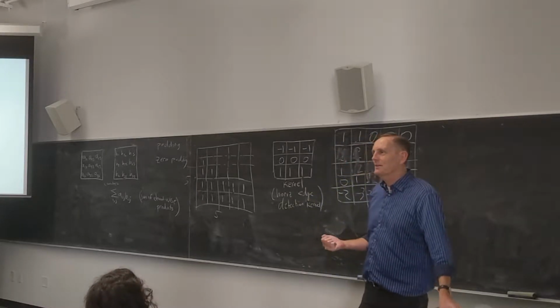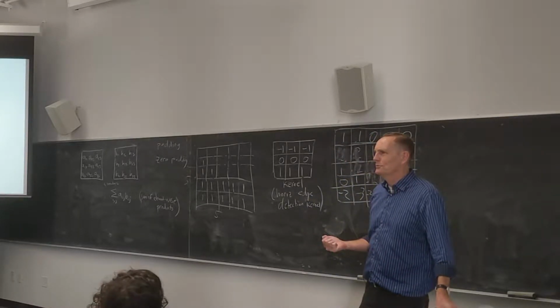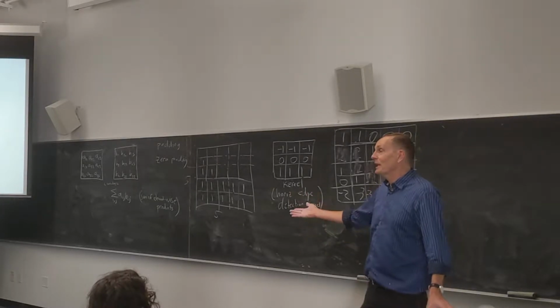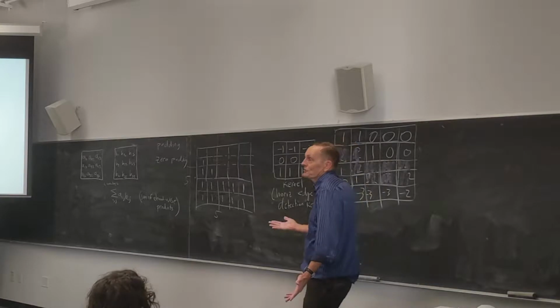What does a 1 by 1 convolution do? It scales. It's multiplying by a scalar, right? So not that interesting.